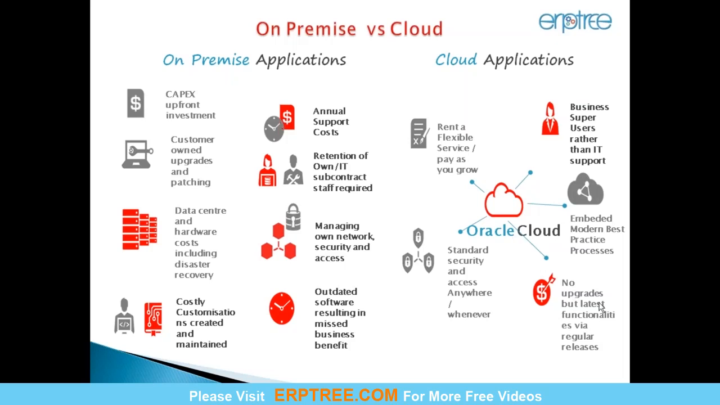The same way, no upgrades, but latest functionalities via regular releases. Whenever Oracle comes with a new release, being a client, we don't need to go with any upgrade, but still we can enjoy the latest functionalities available in the latest releases. Since it is an auto upgrade, Oracle will help us. So that's how cloud subscription or cloud applications are different from on-premise applications. This is the point we have to understand here.